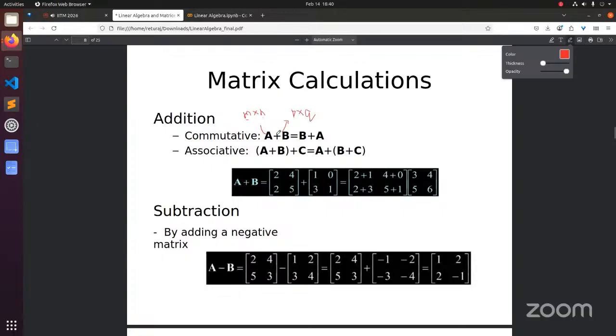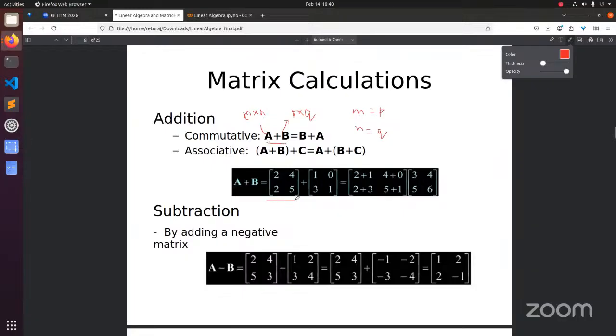So when can you add these two matrices? What is the condition? When M is equal to P, and N is equal to Q. Is everyone able to see that you can only add a matrix A and B only when M and P are equal and N and Q are equal? That means both these matrices are of the same size.